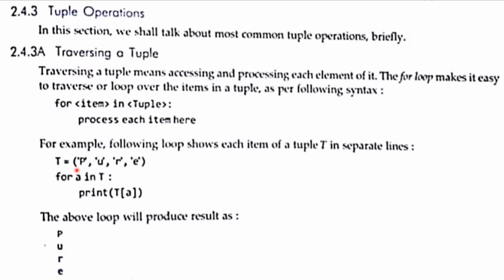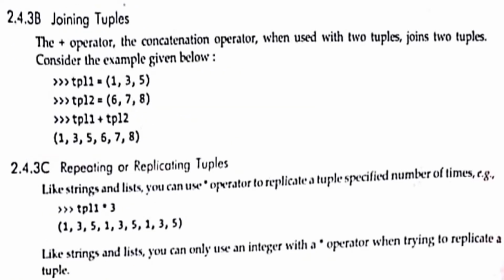So a tuple is taken and the characters are given P-U-R-E, pure. So for A in T, print T of A. This loop will go on till all the elements of this tuple are accessed and the output will come like this, P-U-R-E. Next is joining tuples. The plus operator, the concatenation operator, when used with two tuples, joins the two tuples.